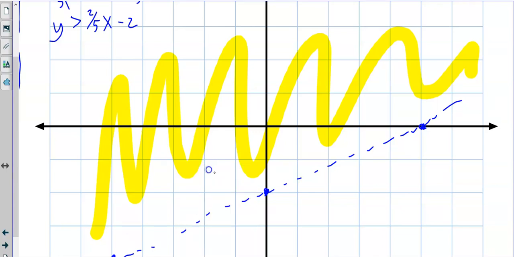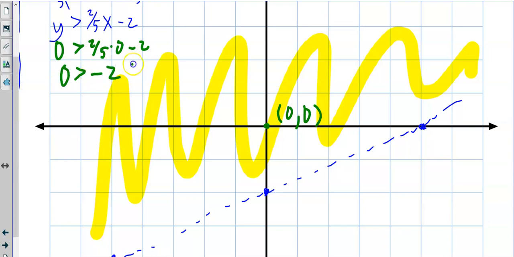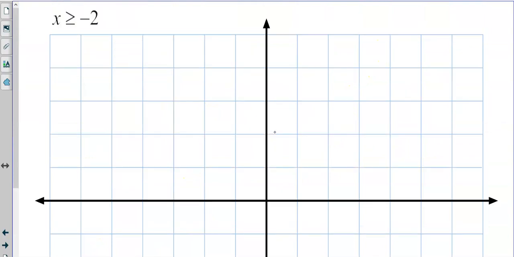If you're not sure, you can always test a point, because sometimes we come across some pretty weird shapes. So let's test a point like 0, 0, right? If I take the point 0, 0 and plug it in, that would be 0 is greater than 2/5 times 0 minus 2. Well, 2/5 times 0 is just 0, greater than -2. That's actually true. Because it's true, the green should be in the shaded region. It is. We did shade in the correct direction. That's excellent.